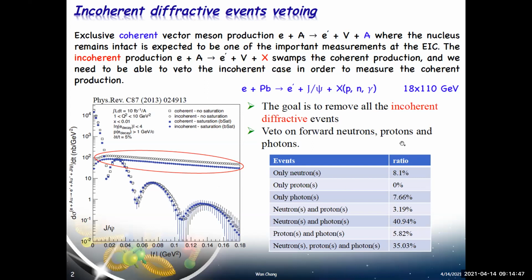In order to suppress the incoherent process, the final state particles of this process would have to be detected event by event using the forward detectors. Each of these events is produced with either protons, neutrons, photons, or any combination of them, depending on the excitation energy. This table lists the ratio of the events including different species of the produced particles. So all the events will produce either neutrons or photons.